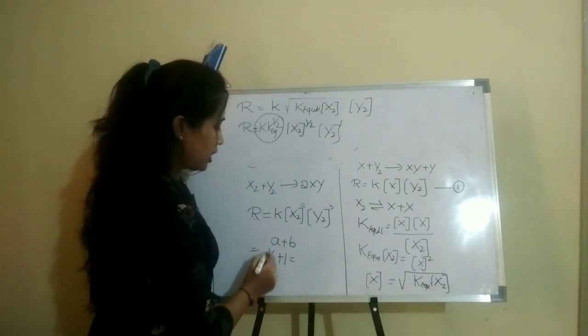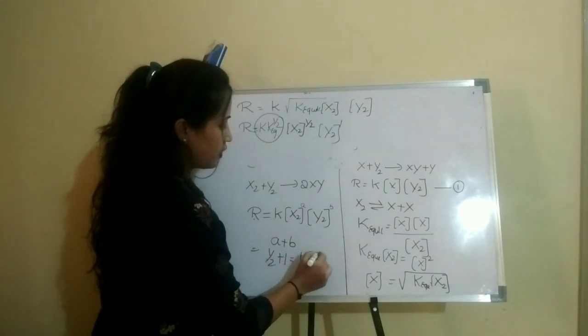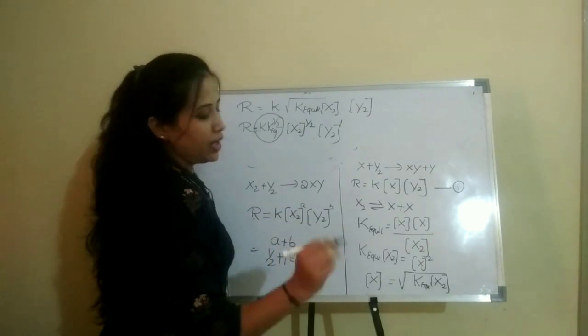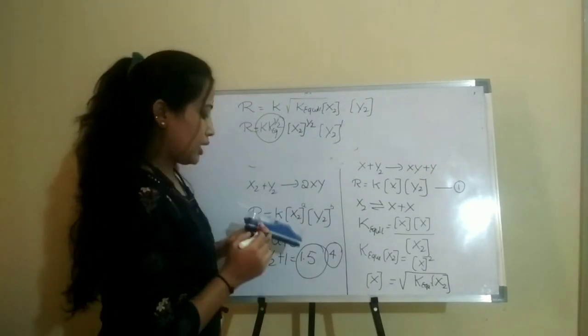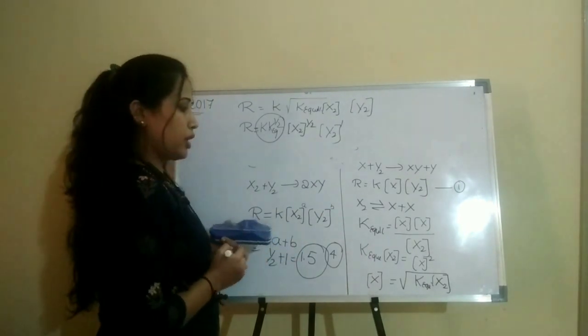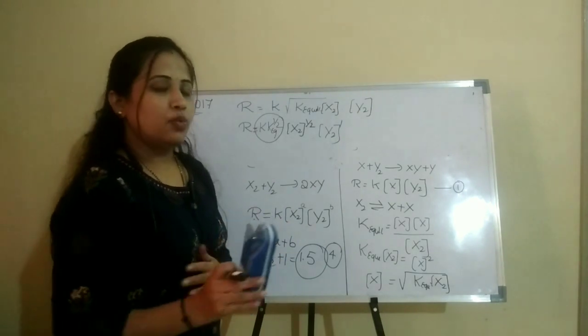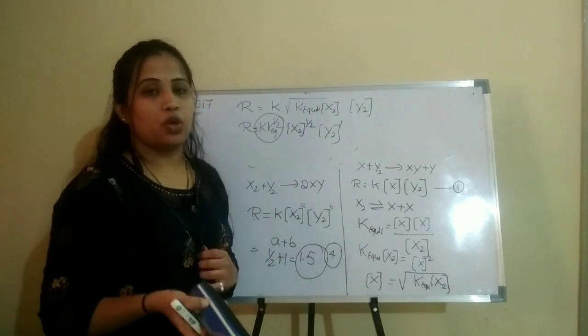How much are you going to get? 1 by 2 is nothing but 0.5. 0.5 plus 1 is 1.5. So the order of the reaction is 1.5. So it is option 4 which is correct. This is how you can calculate the order of a reaction. I hope you have understood. This is an easy way to calculate. If you know how to write the rate equation, you can solve it.